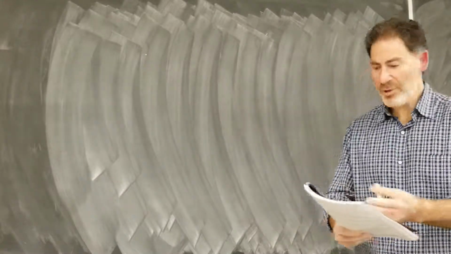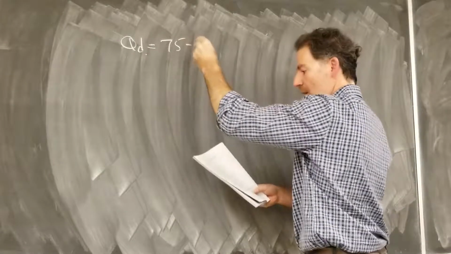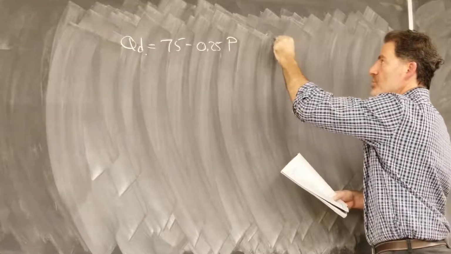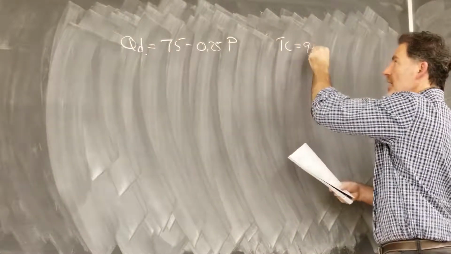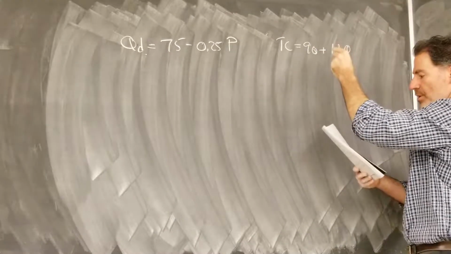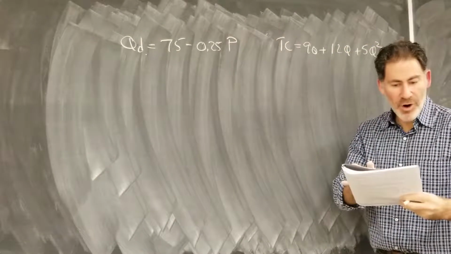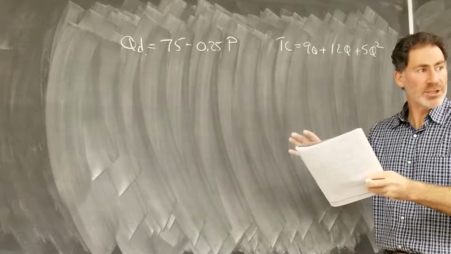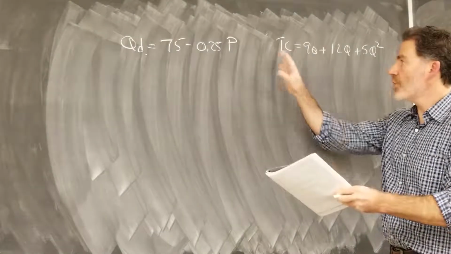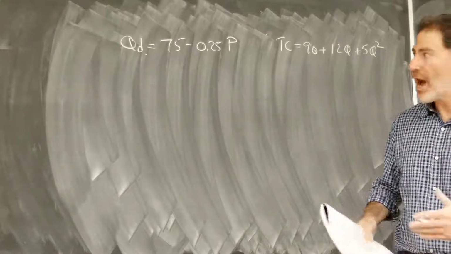Okay, so we're given the following equations. The quantity demanded is equal to 75 minus 0.25p, and then we're given total cost is equal to 90 plus 12q plus 5q squared. And this firm is operating in an industry which is imperfect competition, so it's not perfect competition. So from here, the question is asking us to calculate the profit maximizing output level.